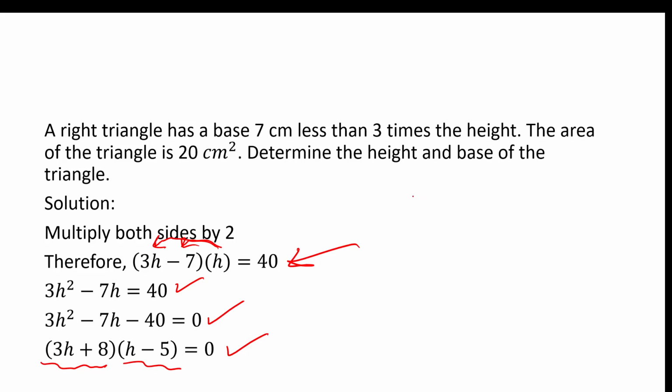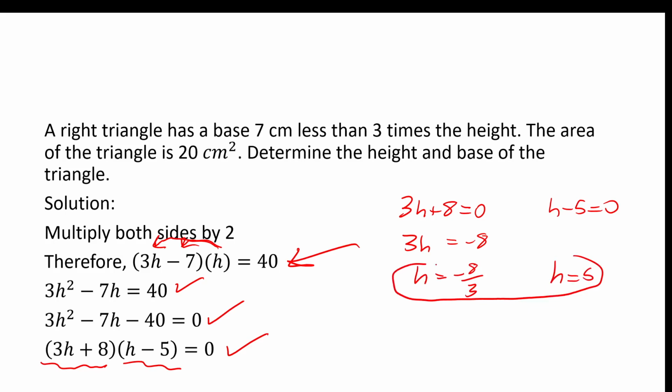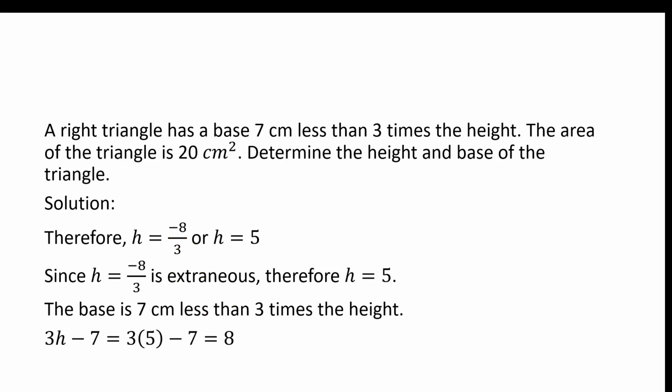Now, once we have that last line, that means either 3h plus 8 equals 0 or h minus 5 equals 0. Well, if 3h plus 8 equals 0, then that means 3h equals negative 8, and h equals negative 8 over 3. If h minus 5 equals 0, that means h equals 5. So on first glance, we say either h is negative 8/3 or h is 5. But obviously, the height of a triangle is not going to be negative, so we can call that extraneous, which means, in this context, no good. And that means h is 5.